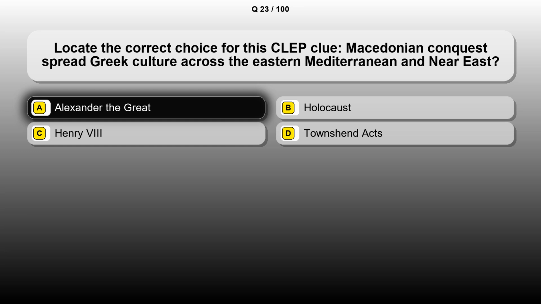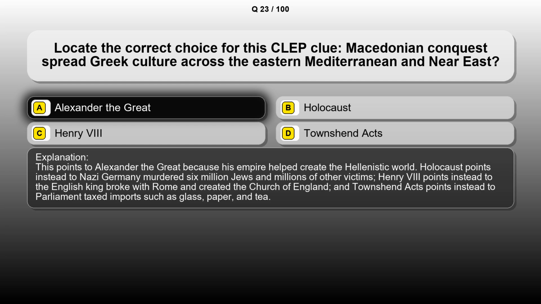The correct answer is option A. Alexander the Great. This points to Alexander the Great because his empire helped create the Hellenistic world. Holocaust points instead to Nazi Germany murdering 6 million Jews and millions of other victims. Henry VIII points instead to the English king who broke with Rome and created the Church of England, and Townshend Acts points instead to Parliament taxing imports such as glass, paper, and tea.